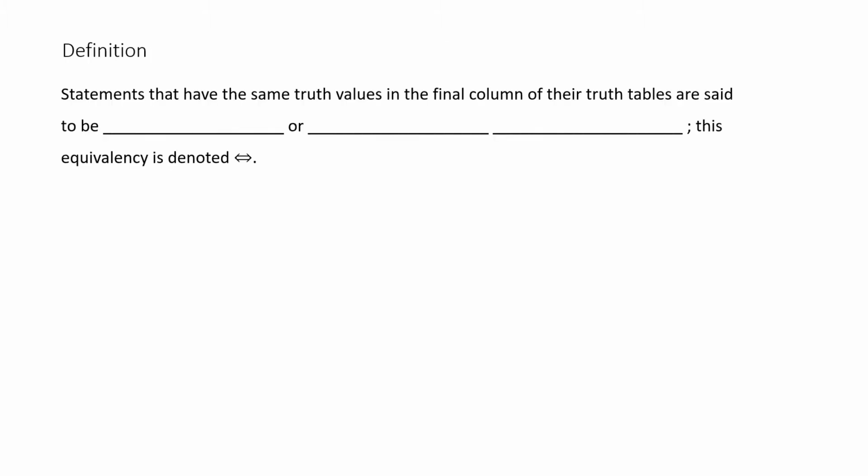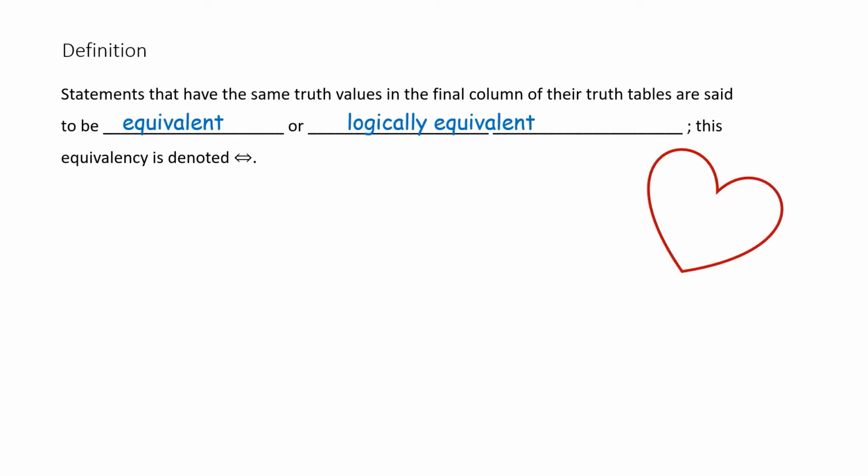Let's begin with some definitions. Statements that have the same truth values in the final column of their truth tables are said to be equivalent or logically equivalent. This equivalency is denoted by the double-sided arrow. Be sure to memorize this definition, that is, know it by heart.